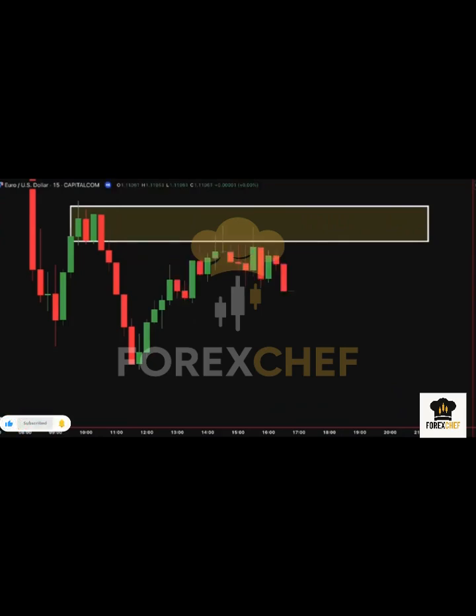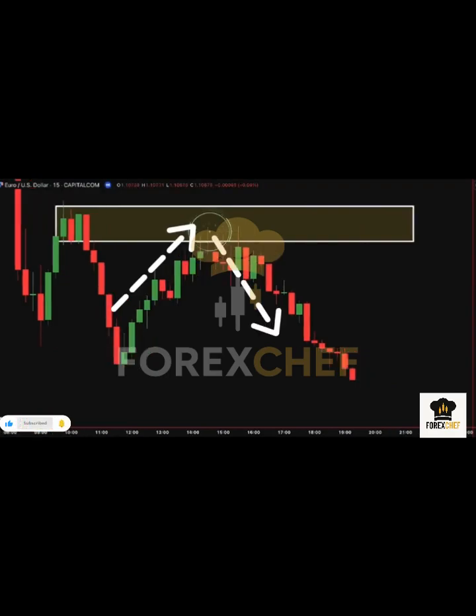Watch what happens. Price moves back up, taps into the supply zone, gets rejected, and then drops sharply. That's exactly how smart money re-enters the market and how we position ourselves with them. Now let's move on to another type of imbalance liquidity zone, the fair value gap.